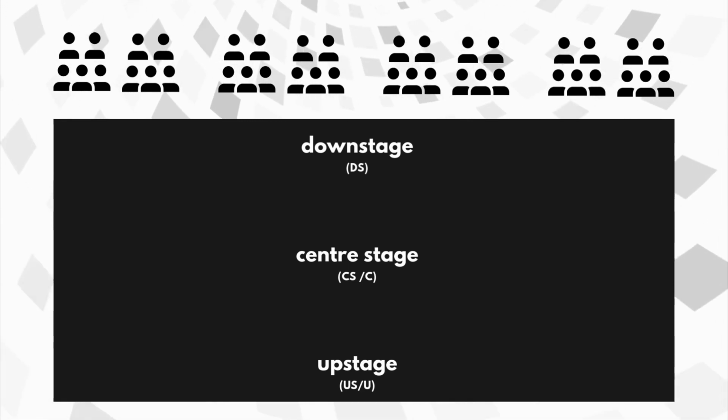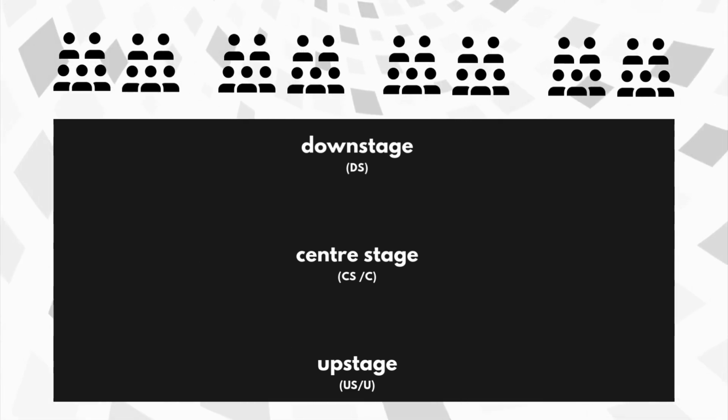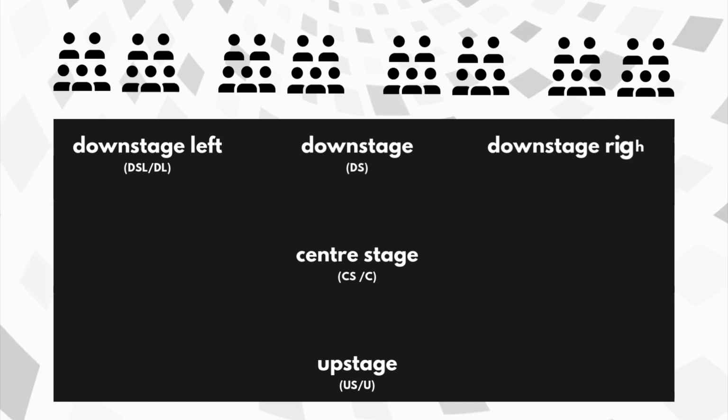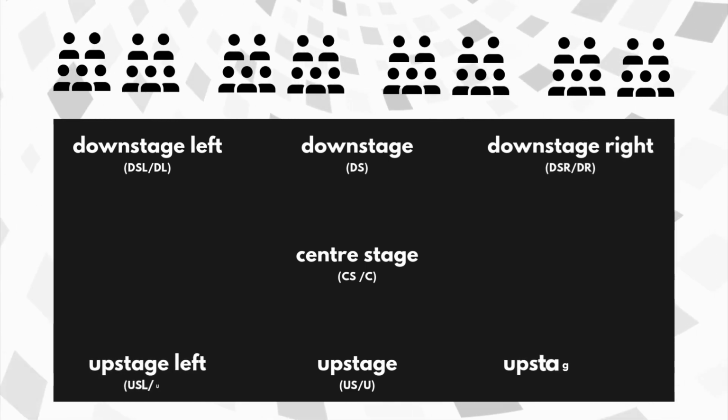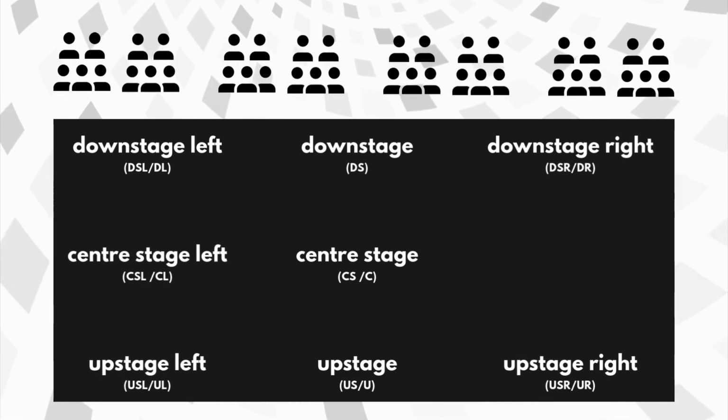Sometimes actors are directed to move to diagonal areas of the stage. For example, downstage left, downstage right, upstage left, and upstage right. Center stage left and center stage right.